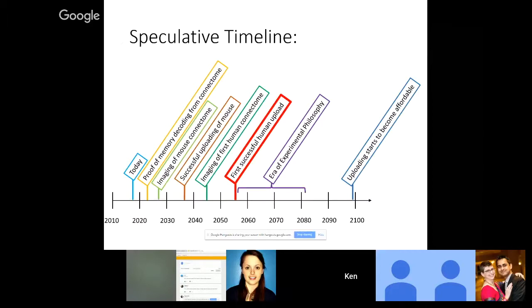So I think crystallizing the impact of that first human upload, even if it is a tens of billions of dollar project, is probably a good milestone to motivate the earlier ones that we really should be focusing on today. Now, given the current pace of neuroscience and technology, I don't think this timeline is completely unreasonable. It may be overly optimistic by a factor of 2 or 3.